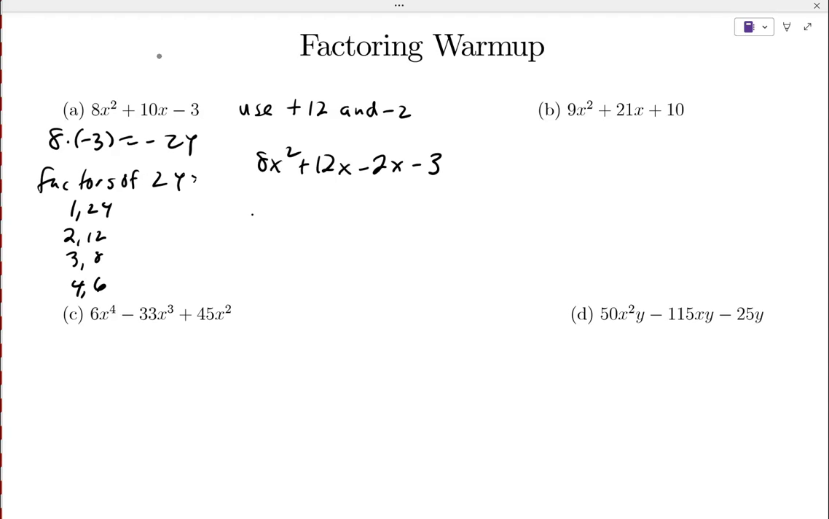Then what do we do? Factor by grouping. Good. So we're going to group the first 2 together, and group the second 2 together. What can you factor out of the first 2 terms? 4x. Good. What are you left with when you factor out a 4x? What are you left with in the first term? 2x, and in the second term? 3. Good.